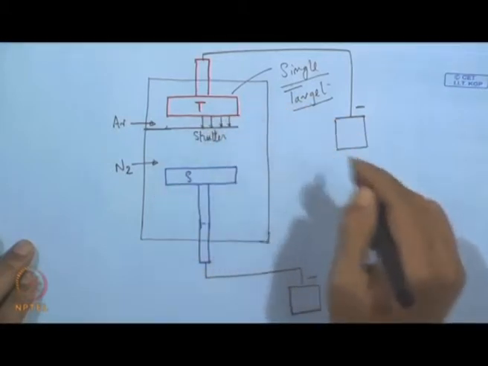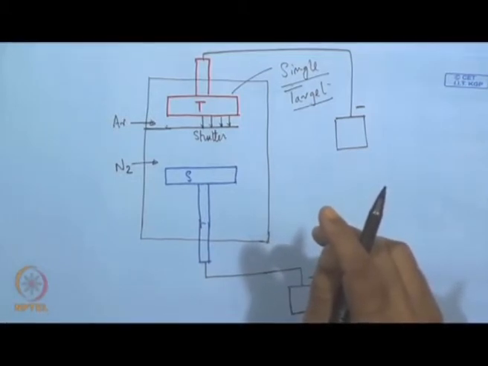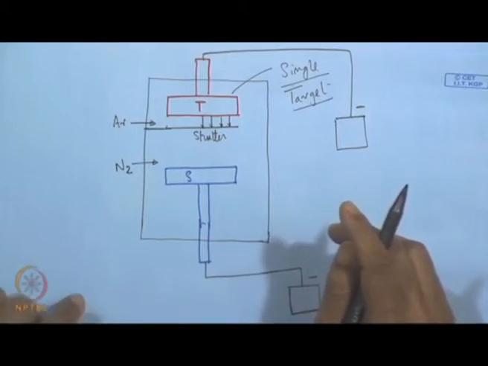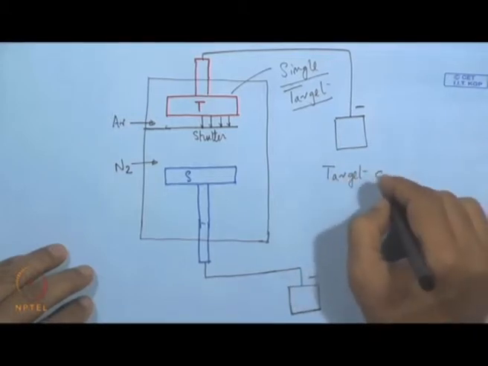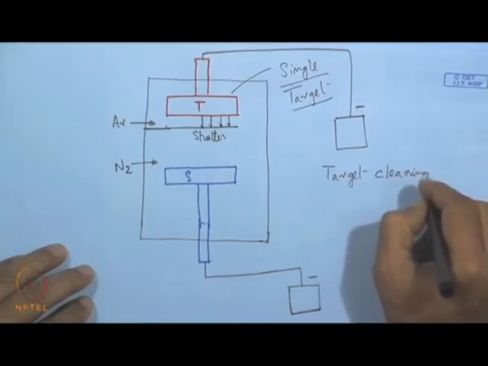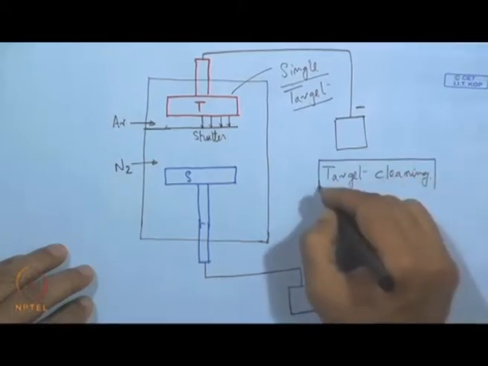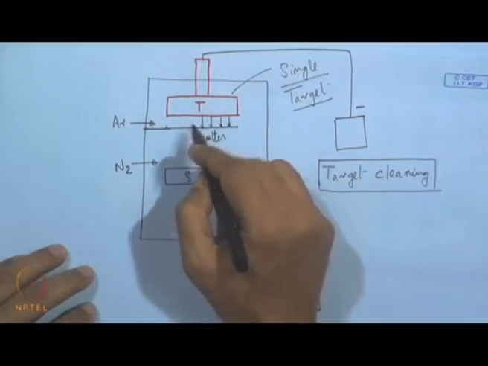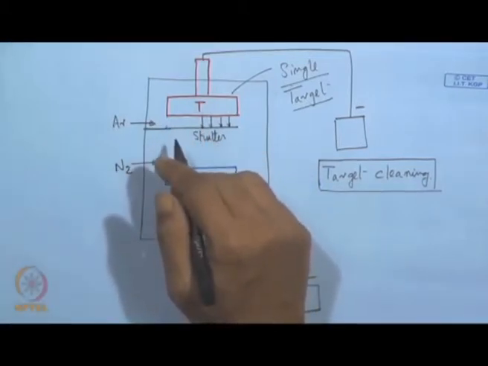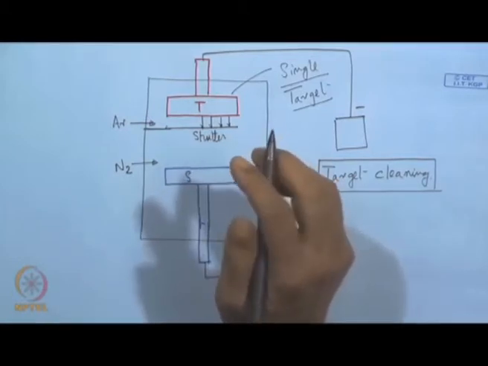This is actually what we call target cleaning. This is the first step, target cleaning by ion etching. The argon ions strike the surface of the target, and it is a cleaning process. If there is any contaminated layer for some reason, that will be removed through this dislodgement, and that flux is going to deposit on the shutter.